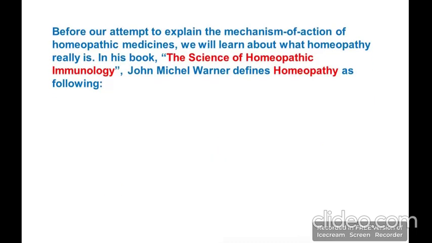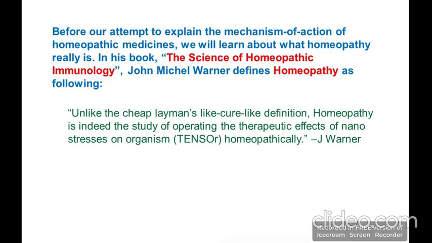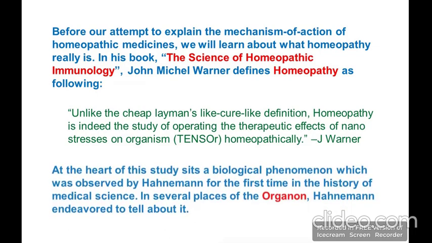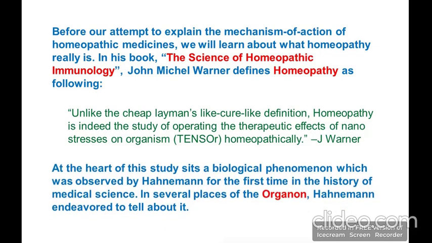Before our attempt to explain the mechanism of action of homeopathic medicines, we will learn about what homeopathy really is. In his book, The Science of Homeopathic Immunology, John Michel Warner defines homeopathy as follows. Unlike the cheap layman's cure-like definition, homeopathy is indeed the study of operating the therapeutic effects of nano-stresses on organism, tensor, homeopathically. J. Warner. At the heart of this study sits a biological phenomenon which was observed by Hahnemann for the first time in the history of medical science.